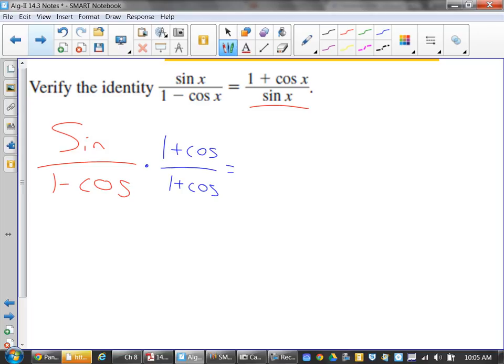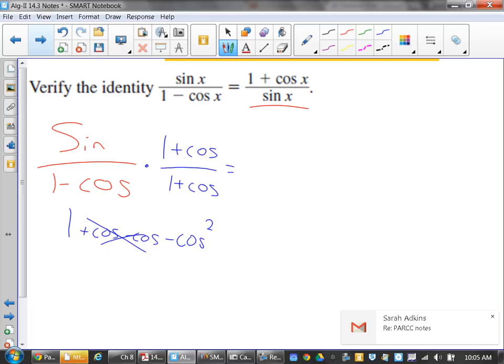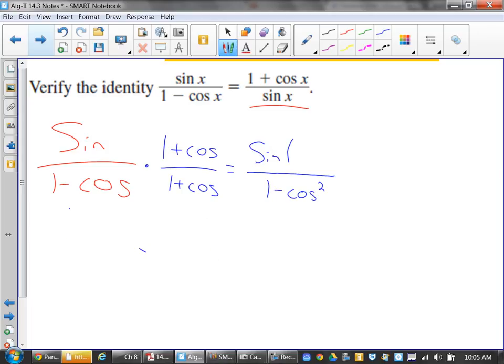If you FOIL this out, you get 1 plus cosine minus cosine squared, plus cosine minus cosine, drop, you get 1 minus cosine. That's what happens. So your denominator here becomes 1 minus cosine squared. Your numerator is just sine times the quantity 1 plus cosine. Equals sine. 1 minus cosine squared is what? Sine squared. Good. So your denominator becomes sine squared.